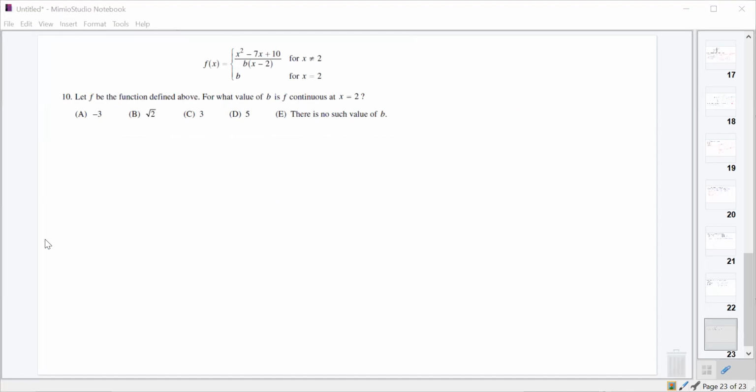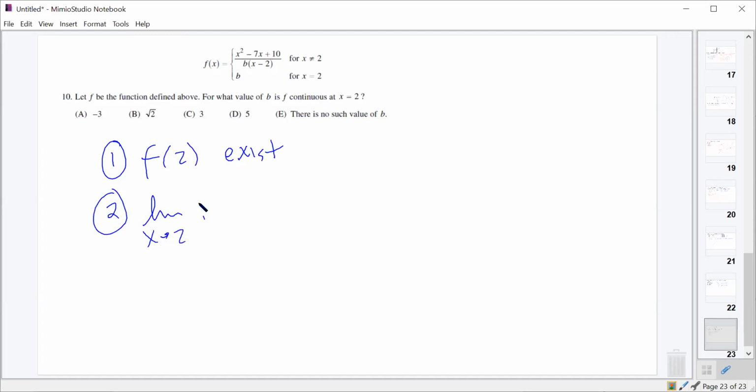2014, number 10. We're given a piecewise defined function, and we want to know for what value of b this thing is continuous at x equals 2. So we should think about the definition of continuity. It says three things have to be true for a function to be continuous at a point. Number 1, f of 2 needs to exist. Number 2, the limit as x approaches 2 of f of x needs to exist. And 3, those two need to equal each other.